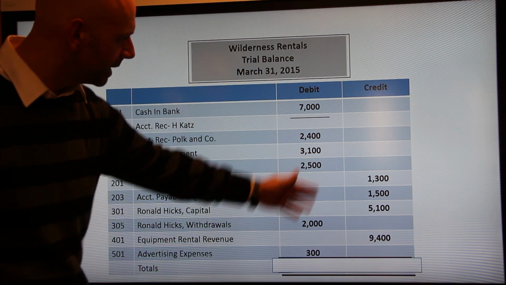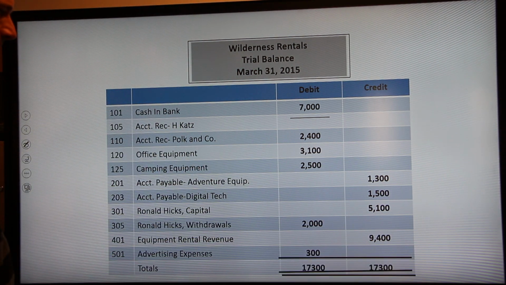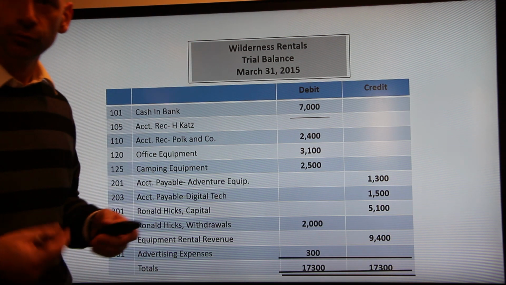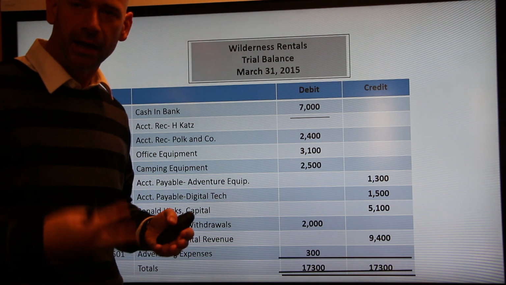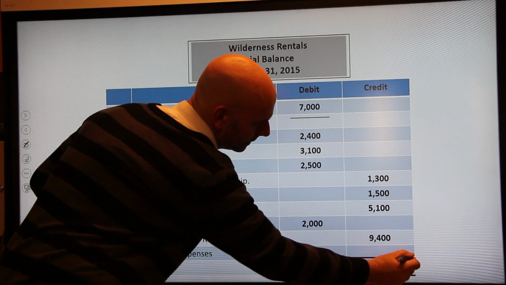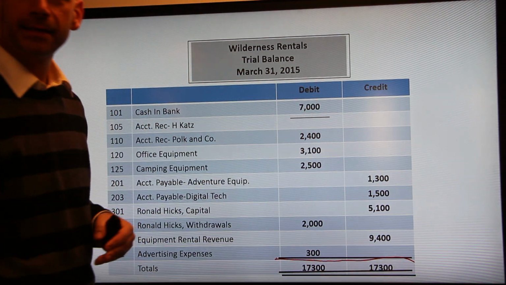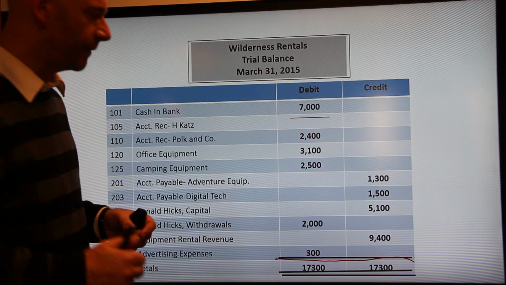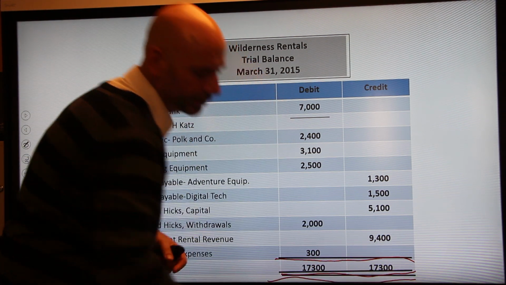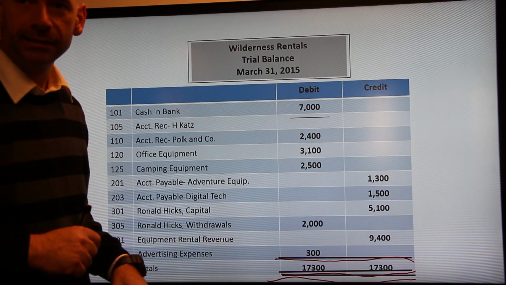So when we add up all of our debits and we add up all of our credits, we come up with $17,300. Now in accounting, there's something that's called ruling. And ruling is just the way that we put lines to indicate what it is that we're doing. So anytime we're subtotaling, what we got to do is we draw one line to say that everything above it is being added and subtracted. And then once we come up with that final number, we put two lines, you can see the two lines there, to show that that's it. That's our final answer. Nothing else can be added or subtracted to those numbers.